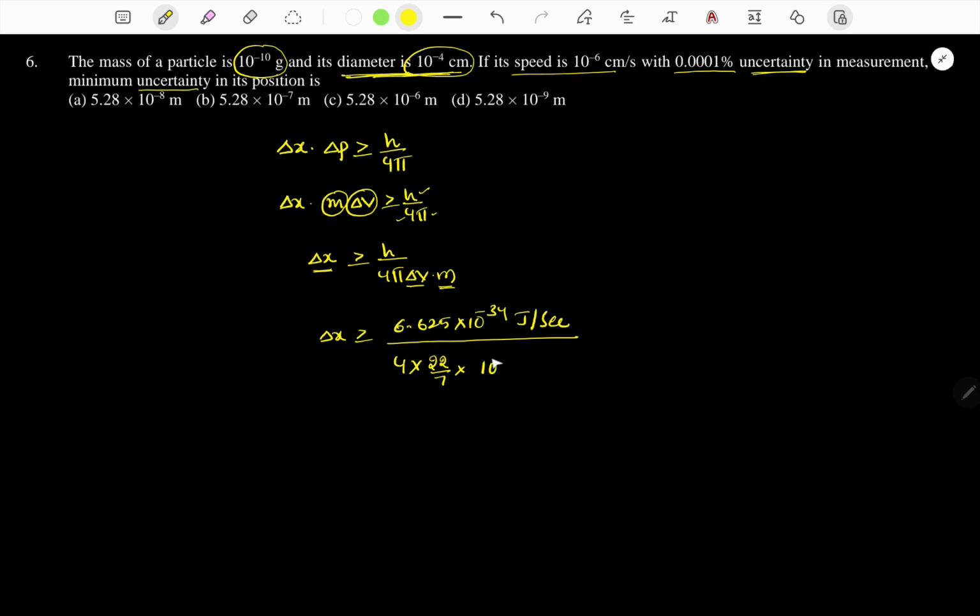So total velocity is 10 power 8 meter per second into uncertainty 0.001 by 100. So this is the uncertainty in the velocity. Total velocity v and uncertainty is 0.01% into mass of particle 10 power.